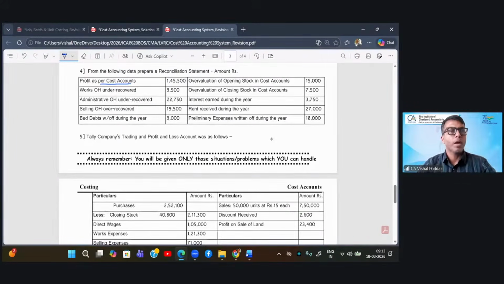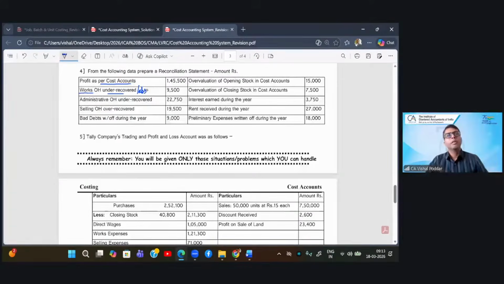Now you should be able to understand whatever adjustments are given. What is the impact of those adjustments on both the profits. Keep this in mind. So see, what is the first adjustment given? That your works overheads are under absorbed. So works overheads are factory overheads, and under recovered can also be read as under absorbed.